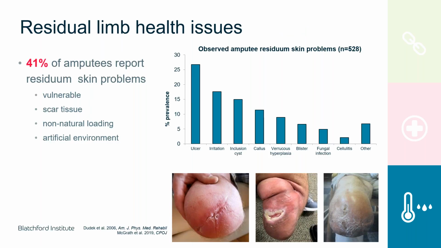There's also evidence of an increased prevalence of skin conditions within the population of prosthetic users. A study in America tracked 520 patients, which, on a side note, is a huge number in a prosthetics research world. And they found that 41% of the entire population had some kind of skin issue on the residuum, and a quarter of those conditions were ulcerations, which, as we know, can be very serious.